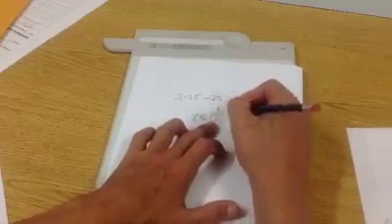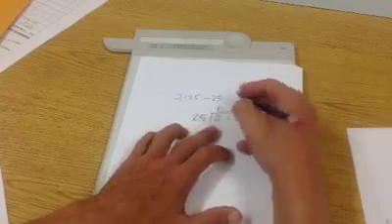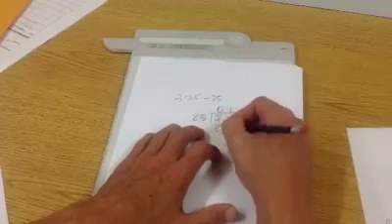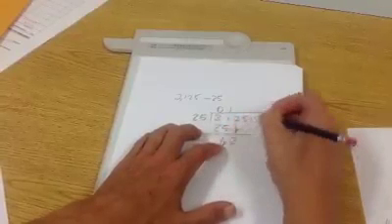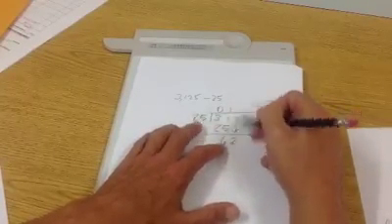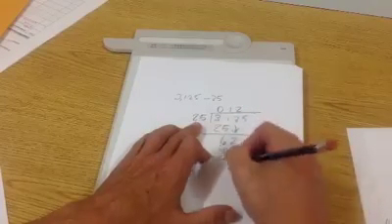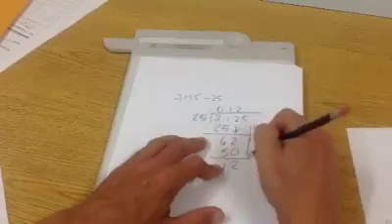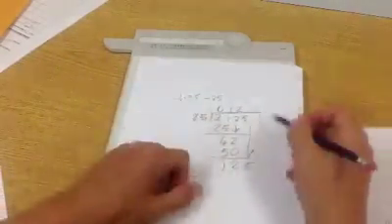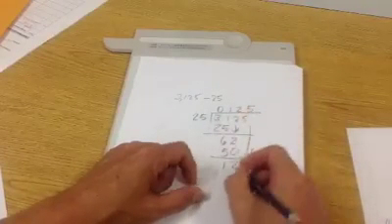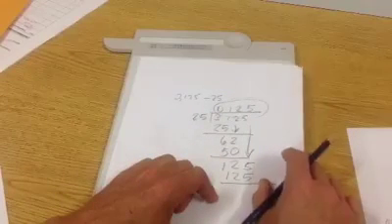25 doesn't go into 3. I like to just represent each number in the house with a number on top of it. 25 goes into 31 once. 25 times 1 is 25. I get a 6. I'll bring down the 2. 25 goes into 62 twice. 25 times 2 is 50. I'll get 12. I'll bring down the 5. And this is simple because 25 is easy. 25 goes into 125 5 times. And the answer is 125.